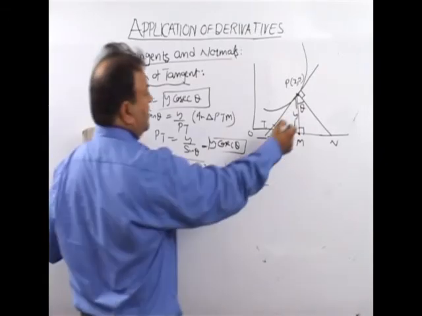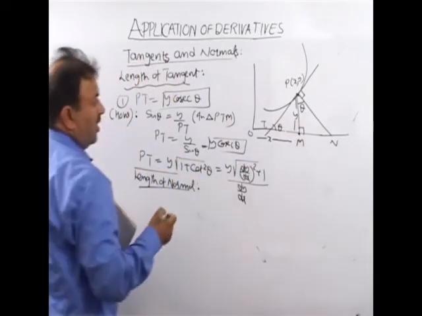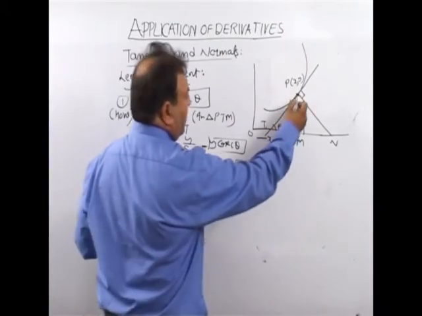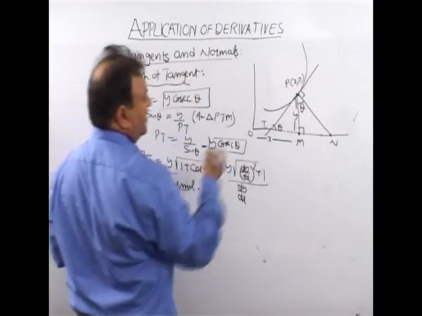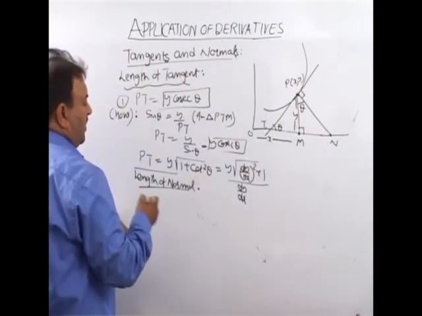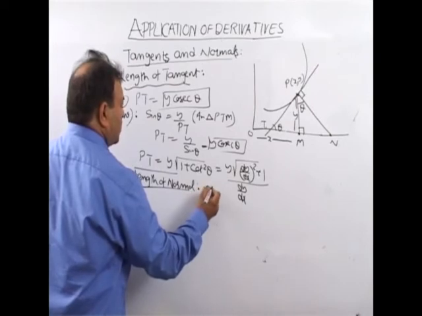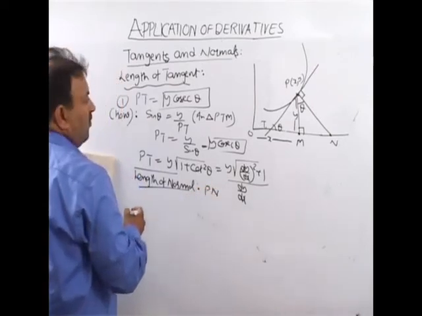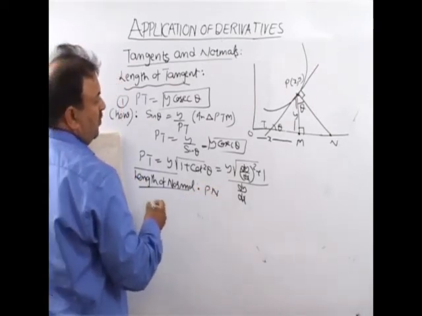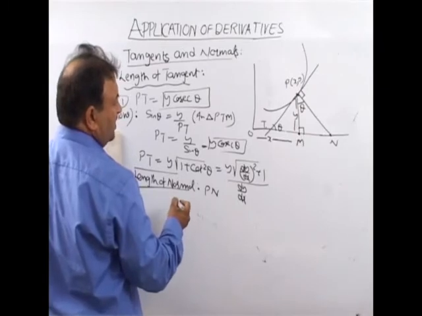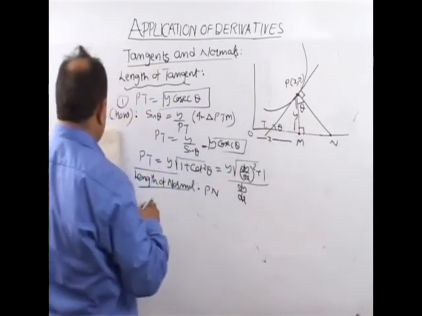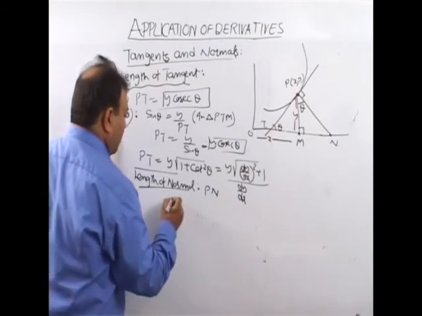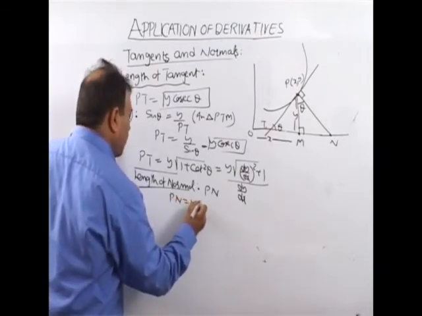Length of normal is similar. Length of normal is the distance from the point where the tangent meets the curve to where the normal meets the x-axis. That is called PN. So length of normal is equal to PN. And from here we can also prove it. I just take this as theta. So it can be written as PN is equal to y secant theta.